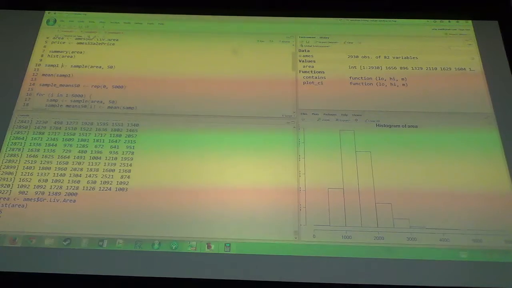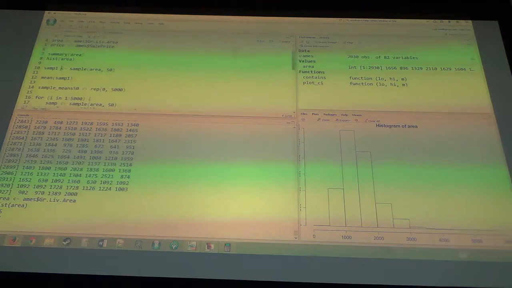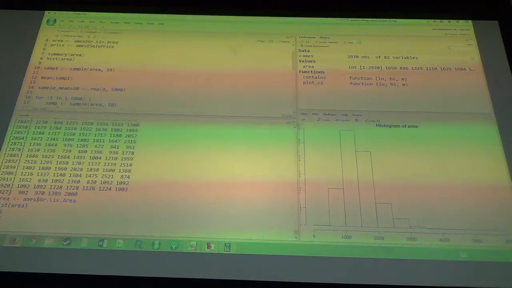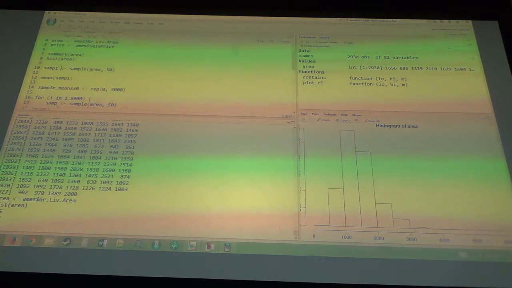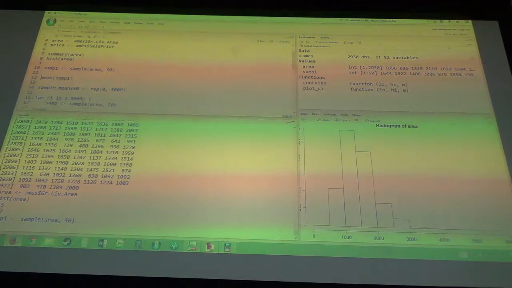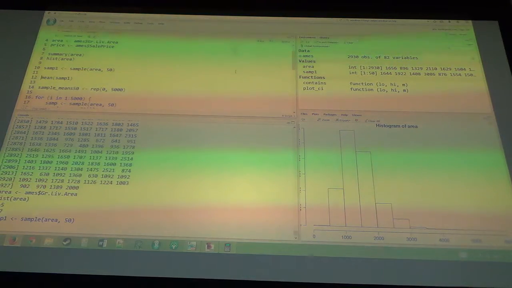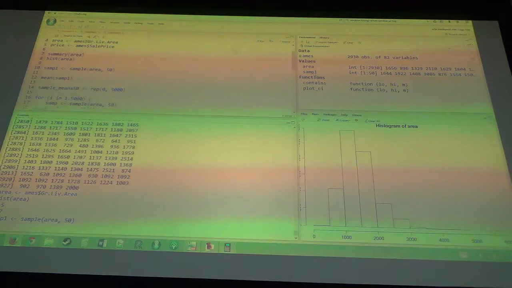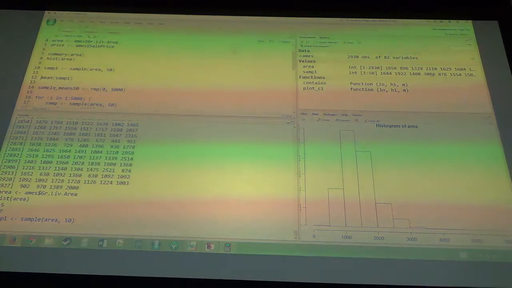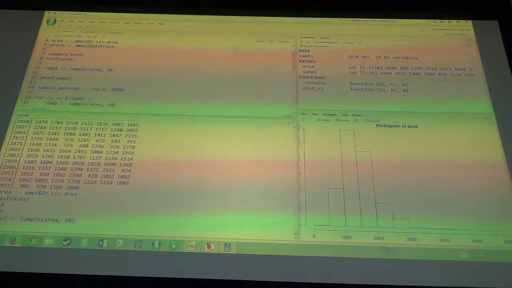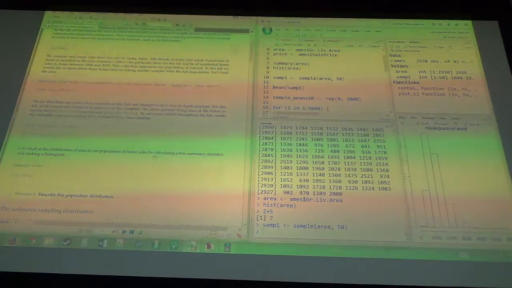So what I want to do is run this code that says samp1, sample area 50. Again, area is that vector with 2,930 listing numbers in it, and I'm going to have R take a sample of 50 points out of that 2,930. It didn't seem like it did anything, but under values here we can see it created a sample, samp1, and there are 50 values, and these are some of the values listed off in there.